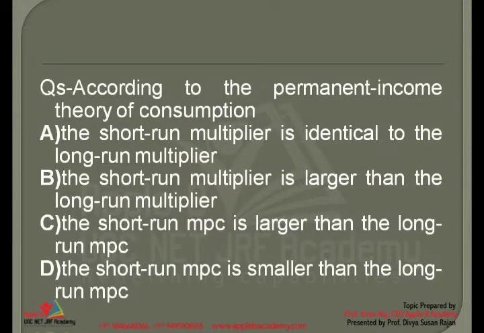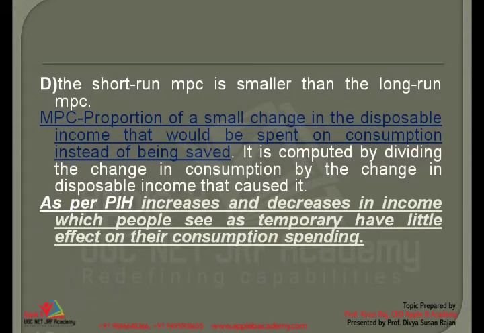Now the question that has been asked, just considering the probable question that can be asked, is according to permanent income theory of consumption, A, the short-run multiplier is identical to the long-run multiplier. B, the short-run multiplier is larger than the long-run multiplier. C, the short-run MPC is larger than the long-run MPC. Or D, the short-run MPC is smaller than the long-run MPC. So the correct answer to this question will be D, the short-run MPC is smaller than the long-run MPC.